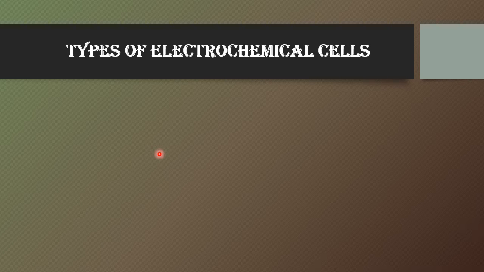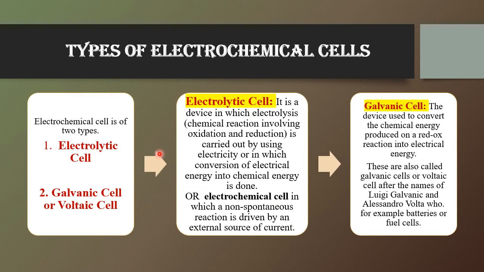Types of electrochemical cell. There are two main types of electrochemical cell on the basis of their principle. One is the electrolytic cell, second is the galvanic or voltaic cell.